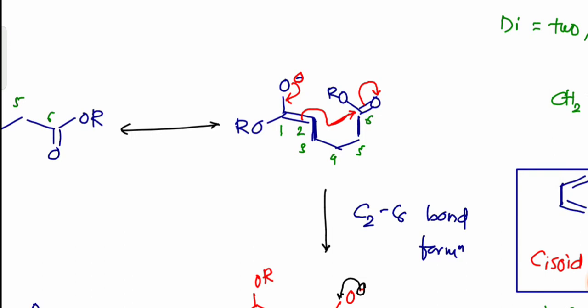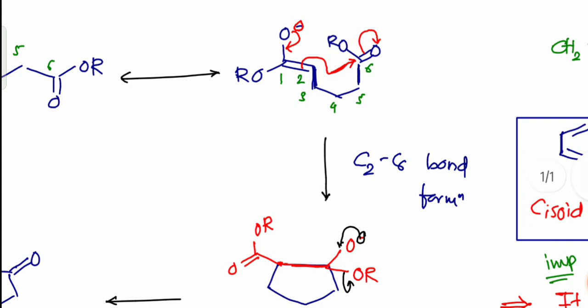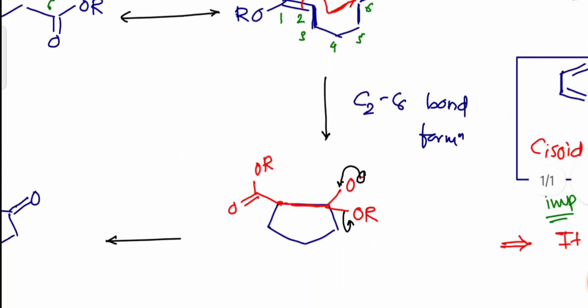Suppose I have numbered 1 2 3 4 5 6, so the second carbon of that molecule will attack the sixth one, okay, and the C2 C6 bond will be formed. So here a 5-member ring will be formed now.